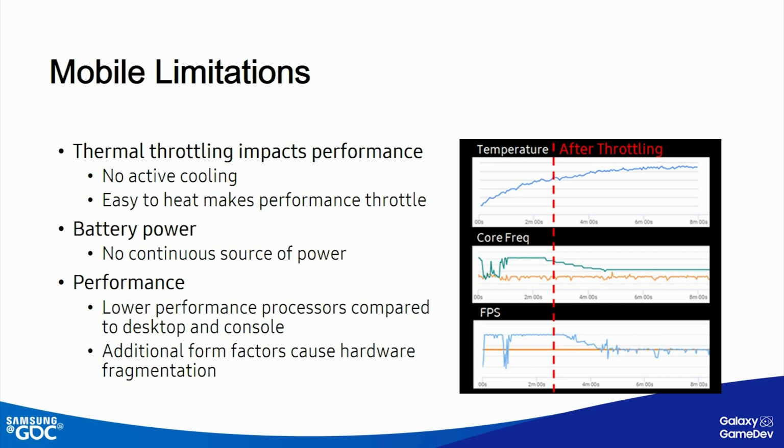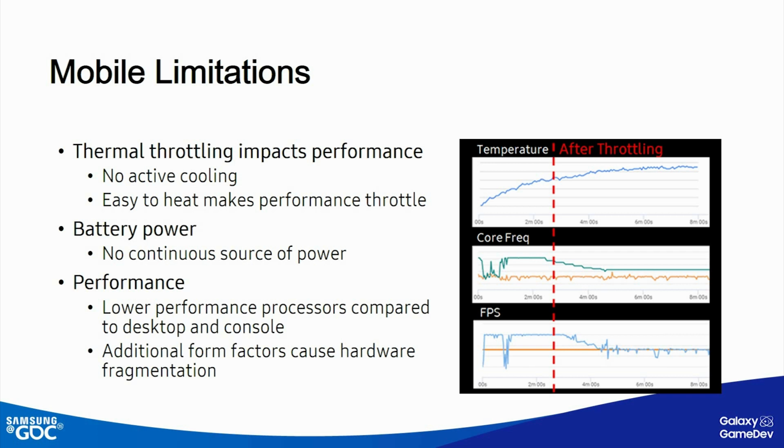Unfortunately, this is something that's very hard for developers to anticipate at runtime, and there's very little they can do to prevent it from happening. In this example to the right, we can see that thermal throttling starts at around 3 minutes, where the temperature continues to increase and the clock frequency lowers along with the FPS. This will create a much worse gaming experience.